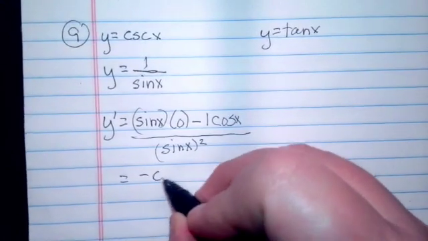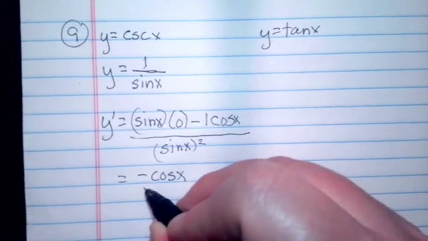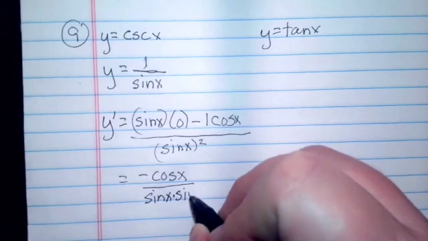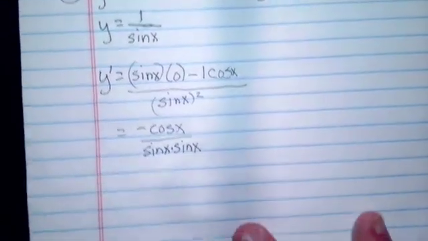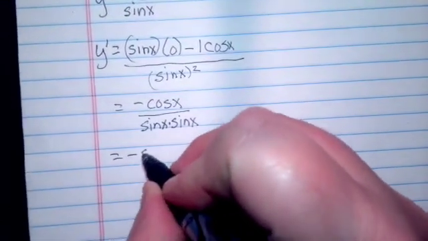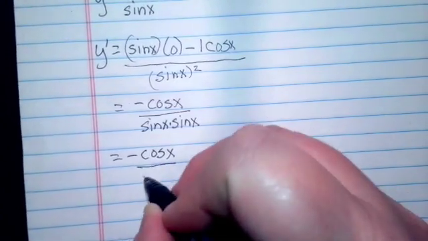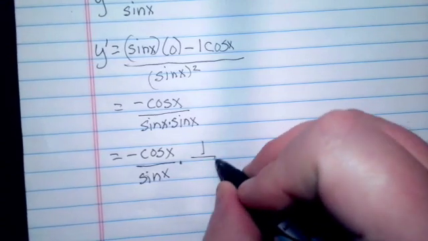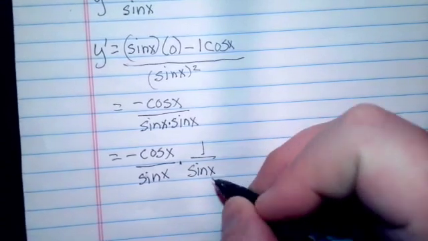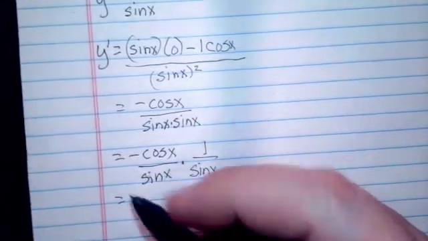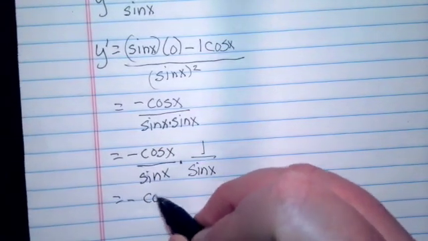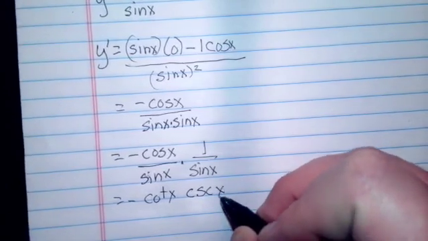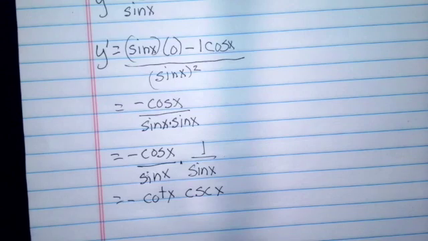So that's negative cosine x over sine x times sine x, and I'm going to rewrite this as negative cosine x over sine x times 1 over sine x. Now this is cotangent x, and this is cosecant x, and that is the derivative of the cosecant function.